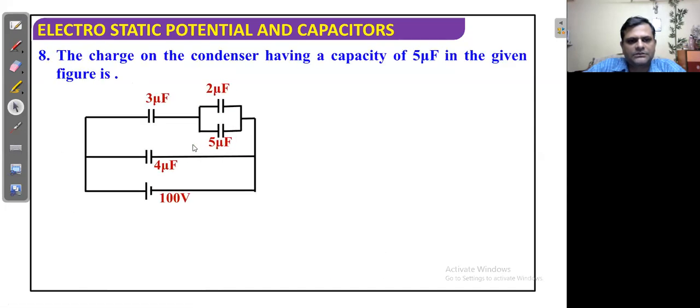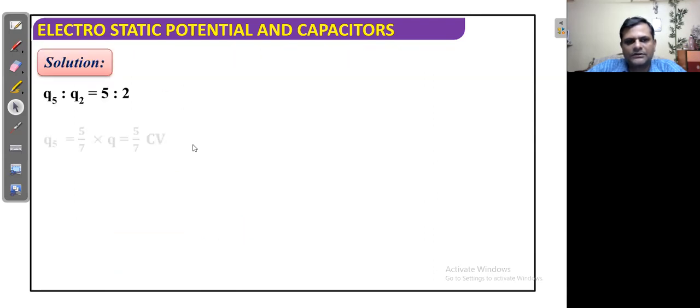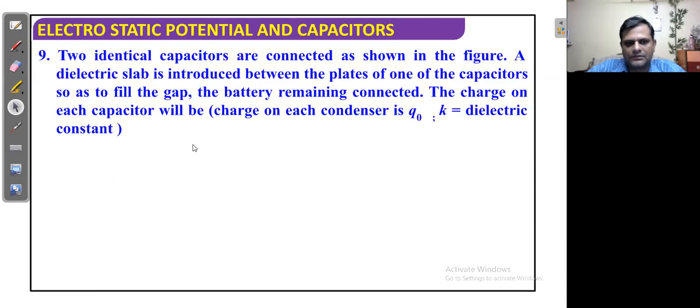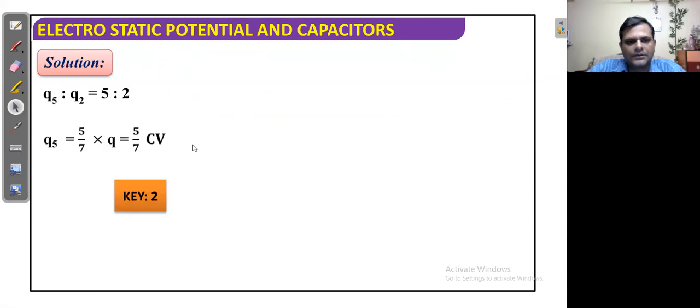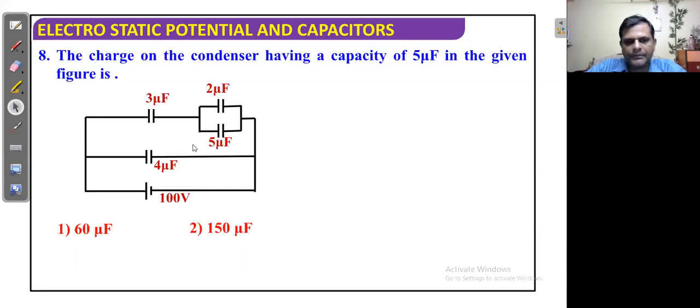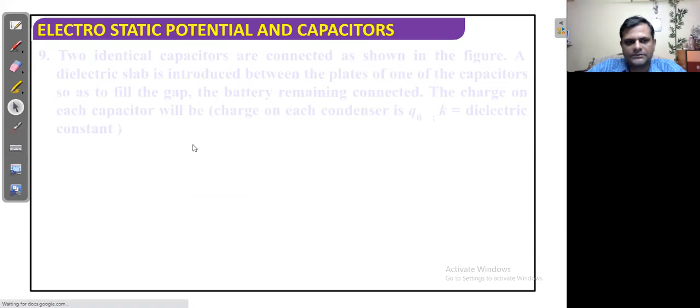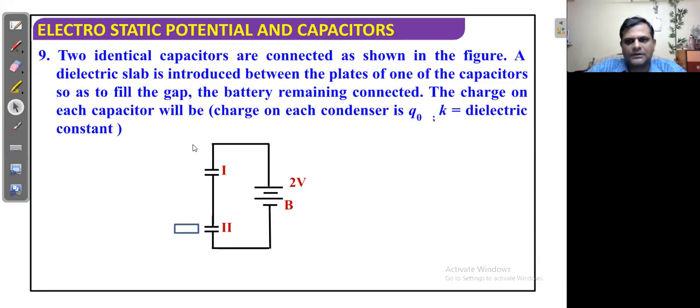Let us see the next question, which is of the same type once again, which we have already solved. The charge on a condenser having the capacity of 5 microfarad. Okay, we have to find the charge on the 5 microfarad capacitor. Yes, we already solved this. Okay, let us go to the next question.